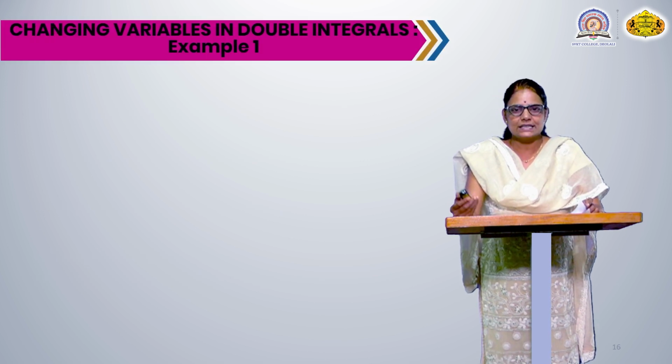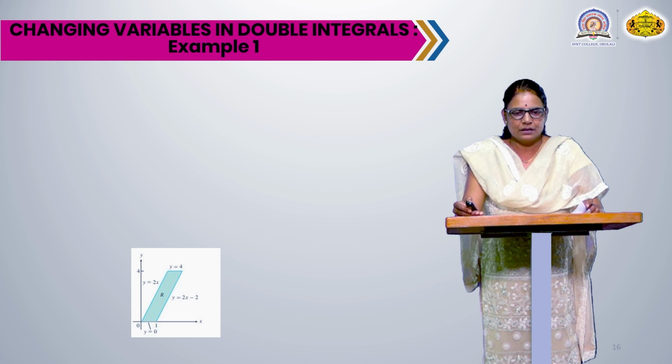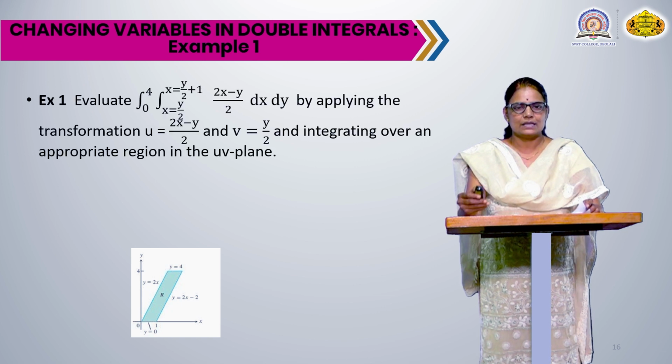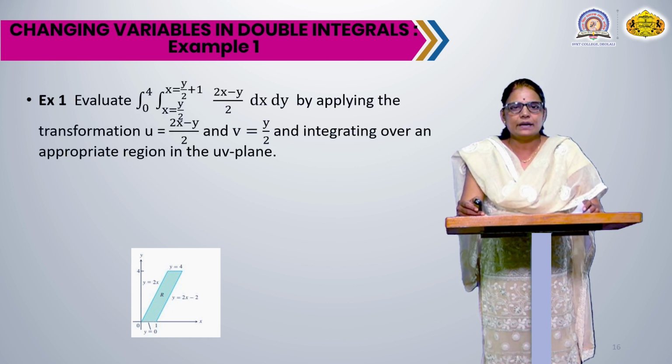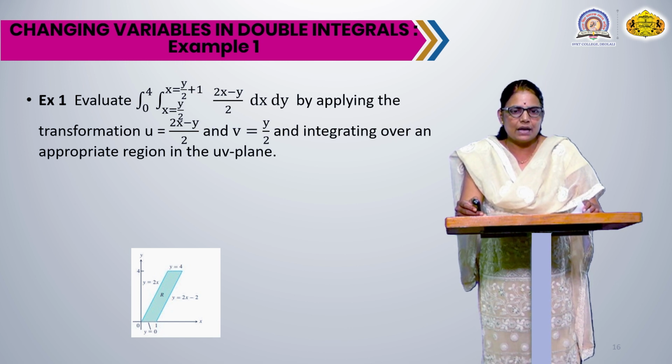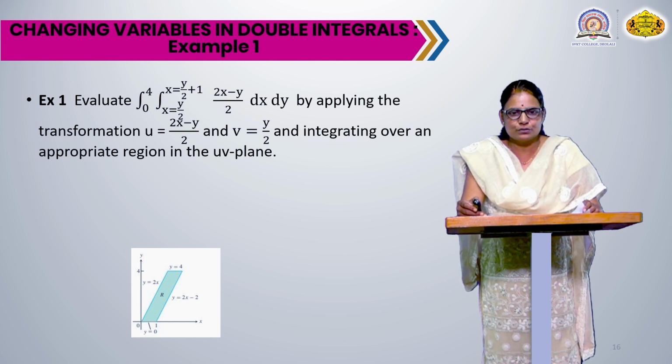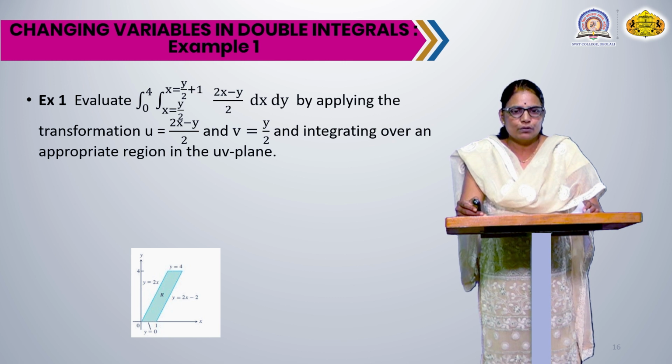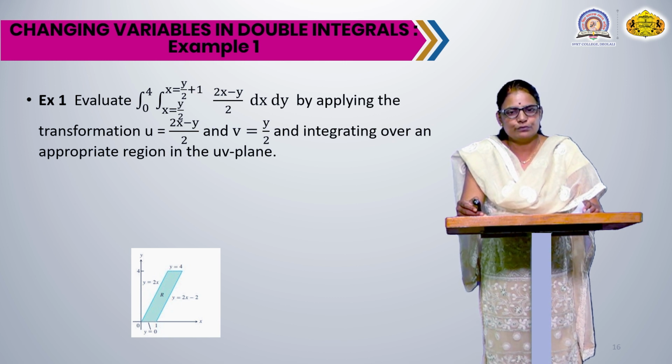So now let us consider the first example. Okay, this is our problem. Evaluate the double integral of (2x minus y)/2 dx dy, where x varies from y/2 to y/2 plus 1 and y varies from 0 to 4, by applying the transformation u equals (2x minus y)/2 and v equals y/2, and integrating over an appropriate region in the uv plane.